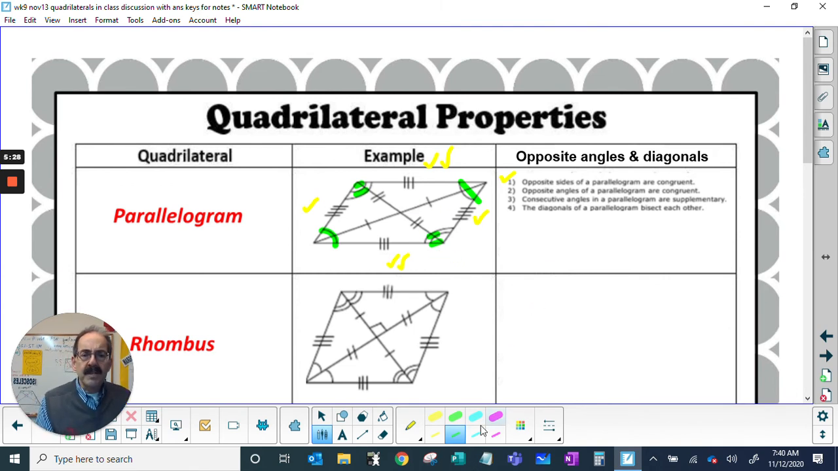When we actually draw the diagonals, can you see or make a prediction that these are bisected? Bisected? That might be a new word for you, so you might want to take a note there. Bisected, cut in half. All right, cut in half.